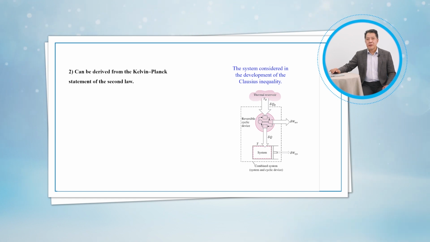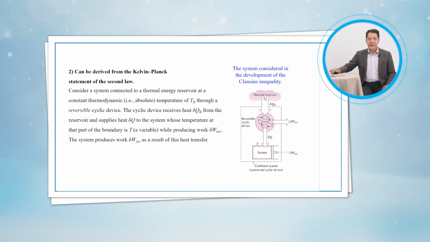2. The Clausius inequality can also be derived from the Kelvin-Planck statement of the second law. Consider a system connected to a thermal energy reservoir at a constant thermodynamic temperature through a reversible cyclic device. The cyclic device receives heat from the reservoir and supplies heat to the system whose temperature at that part of the boundary is T while producing work.